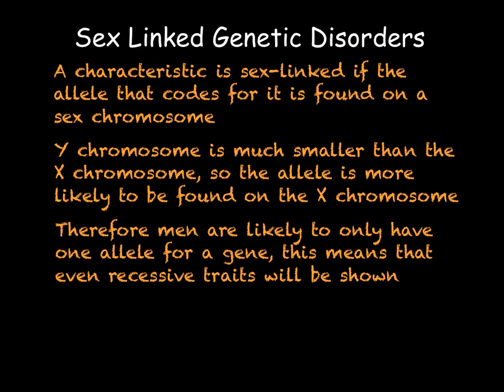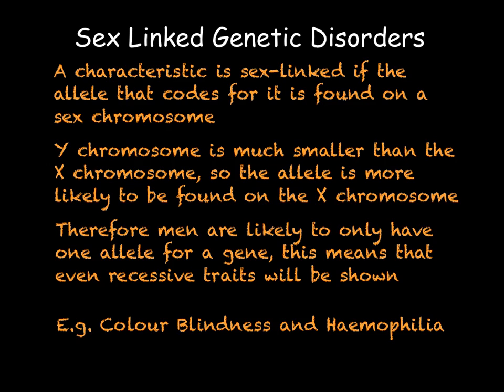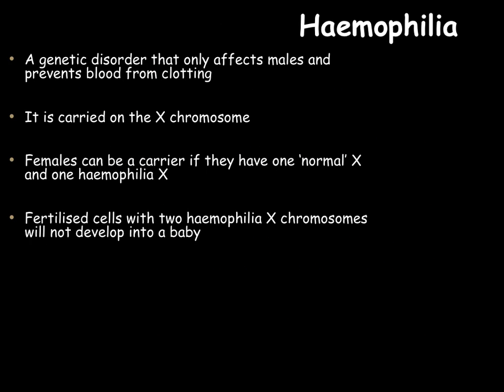For GCSE, you need to know about 2 sex-linked genetic disorders. These are colour blindness and haemophilia. Haemophilia is a genetic disorder that only affects males and prevents blood from clotting. It is carried on the X chromosome, making it a sex-linked genetic disorder. Females, however, can be a carrier if they have one normal X and one haemophilia X. So one of the X chromosomes has that faulty haemophilia allele. Fertilised cells which end up with 2 haemophilia X chromosomes will not develop into a baby. The fetus is not sustainable.